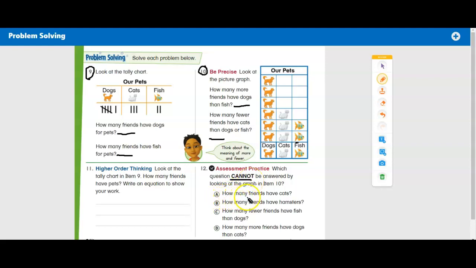Choice A says, how many friends have cats? Choice B says, how many friends have hamsters? Choice C says, how many fewer friends have fish than dogs? And choice D says, how many more friends have dogs than cats? So for number 12, pay close attention to your graph. Think about what animals are in your graph and the data that it shows you. Then choose one of the letter choices and fill in the correct bubble choice.